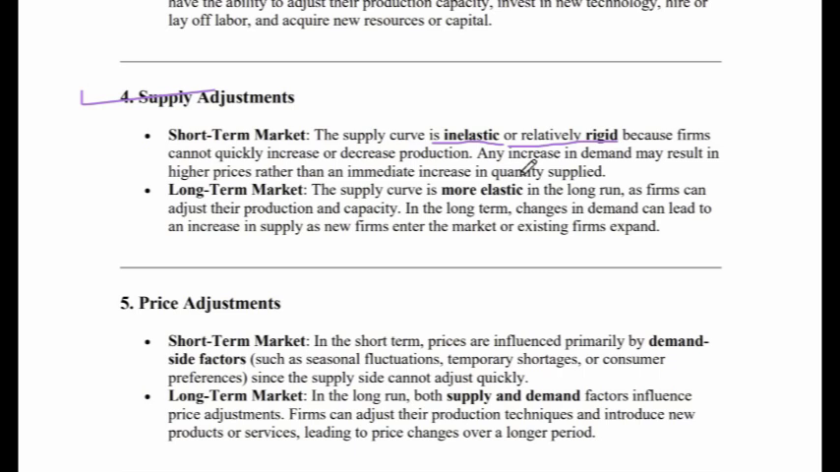देयरफॉर द प्राइस विल इंक्रीज. ओके, बट लॉन्ग टर्म मार्केट में क्या होता है, द सप्लाई कर्व इज मोर इलास्टिक इन द लॉन्ग रन, फ्लेक्सिबल है, as firms can adjust their production and capacity. In the long term, changes in demand, अगर demand में कोई changes आया है, will lead to an increase in supply also, as the new firms enter the market or existing firms expand. तो यहाँ पे प्राइस बढ़ेगा नहीं, जबकि डिमांड अगर बढ़ रहा है तो सप्लाई भी इंक्रीज होगा और प्राइस स्टेबल रहेगा या प्राइस ज्यादा फ्लक्चुएशन में नहीं आएगा.